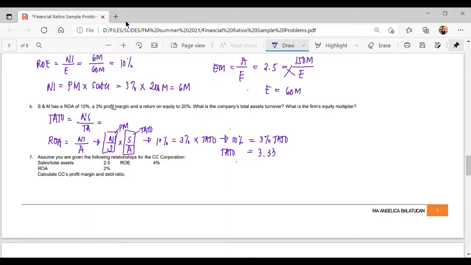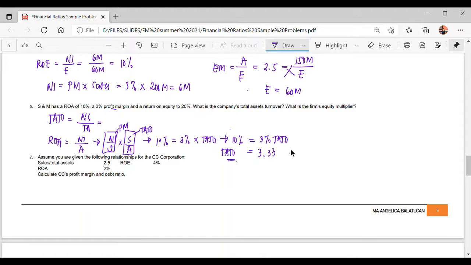Again, if it's a ratio, usually it is 2:1. If you're going to convert that into percentage, that would be 200%. But this one, since this is turnover, you can still convert this to percentage, but it's not 3.33%. If this is a percentage, then this would be multiplied by 100. So that's 333% if you're going to convert that to percent. But if it's a turnover, usually you don't convert it to percent. So we already know our tato here.